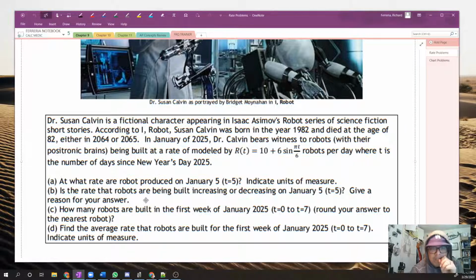At what rate are robots produced on January 5, t equals 5? Indicate units of measure. Is the rate that robots are being built increasing or decreasing? So is the rate going up or is the rate going down? Give a reason for your answer. How many robots are built in the first week of January 2025, t equals 0 to t equals 7? Round your answer to the nearest robot. Find the average rate that robots are being built for the first week of January.